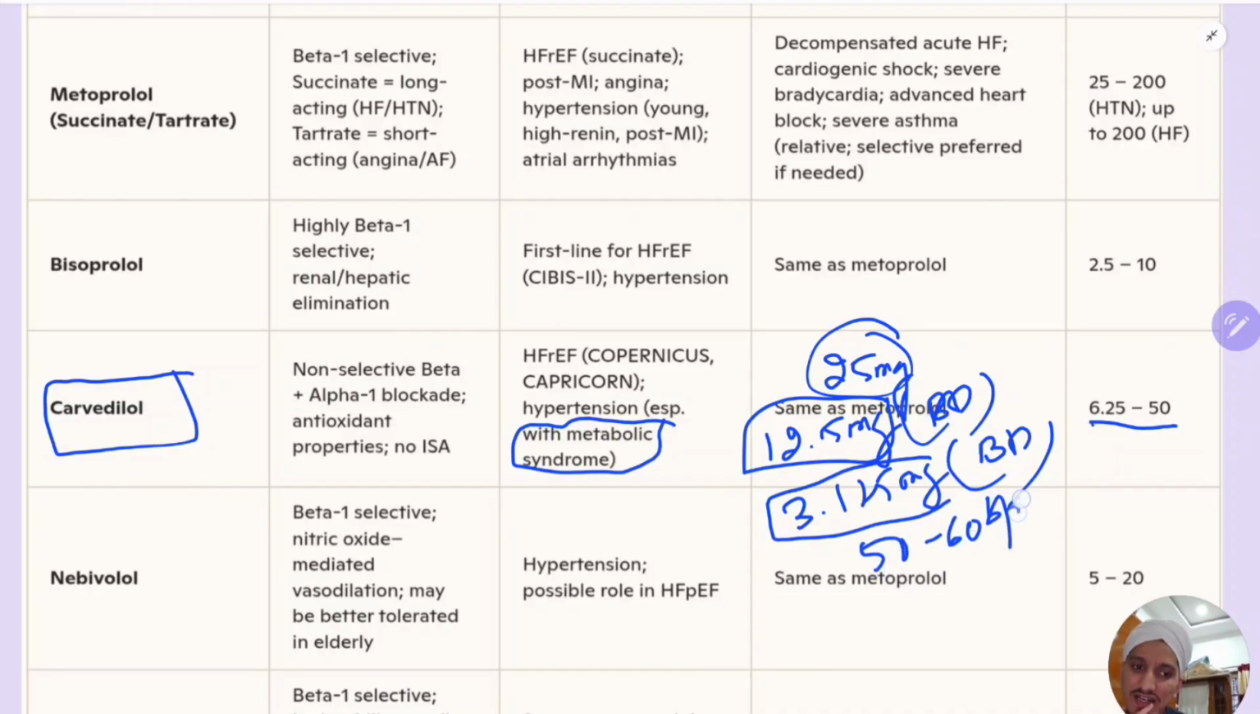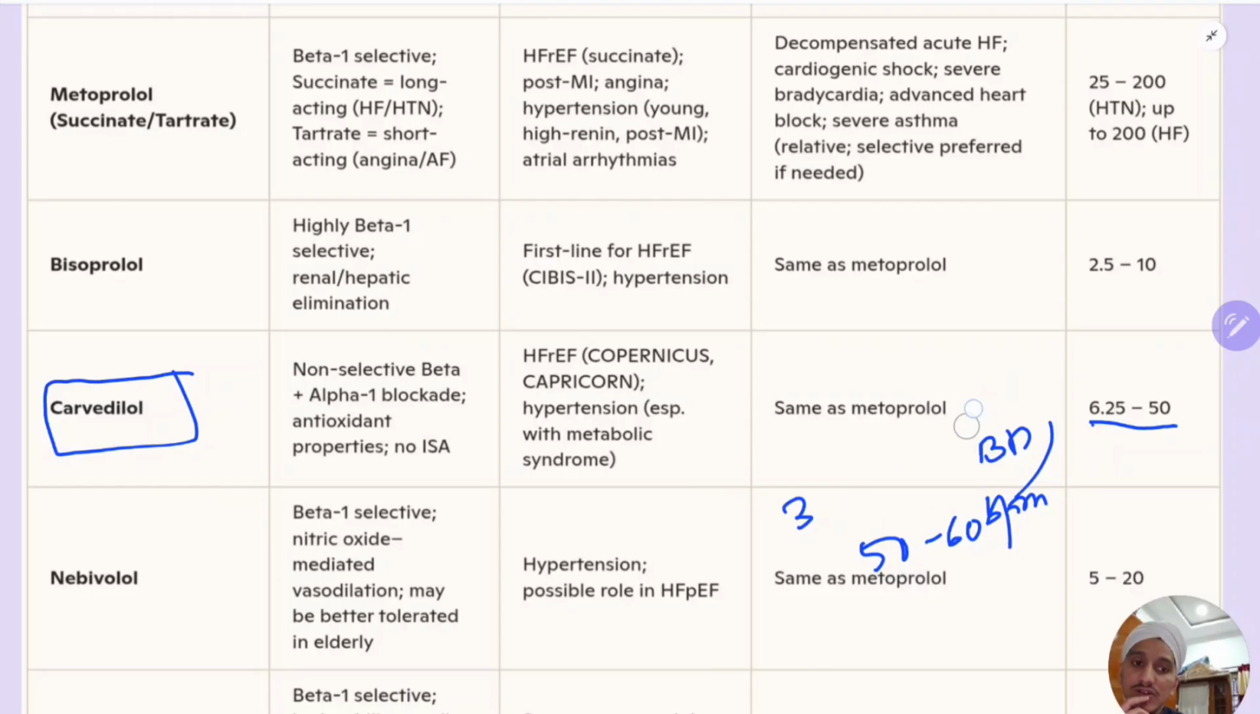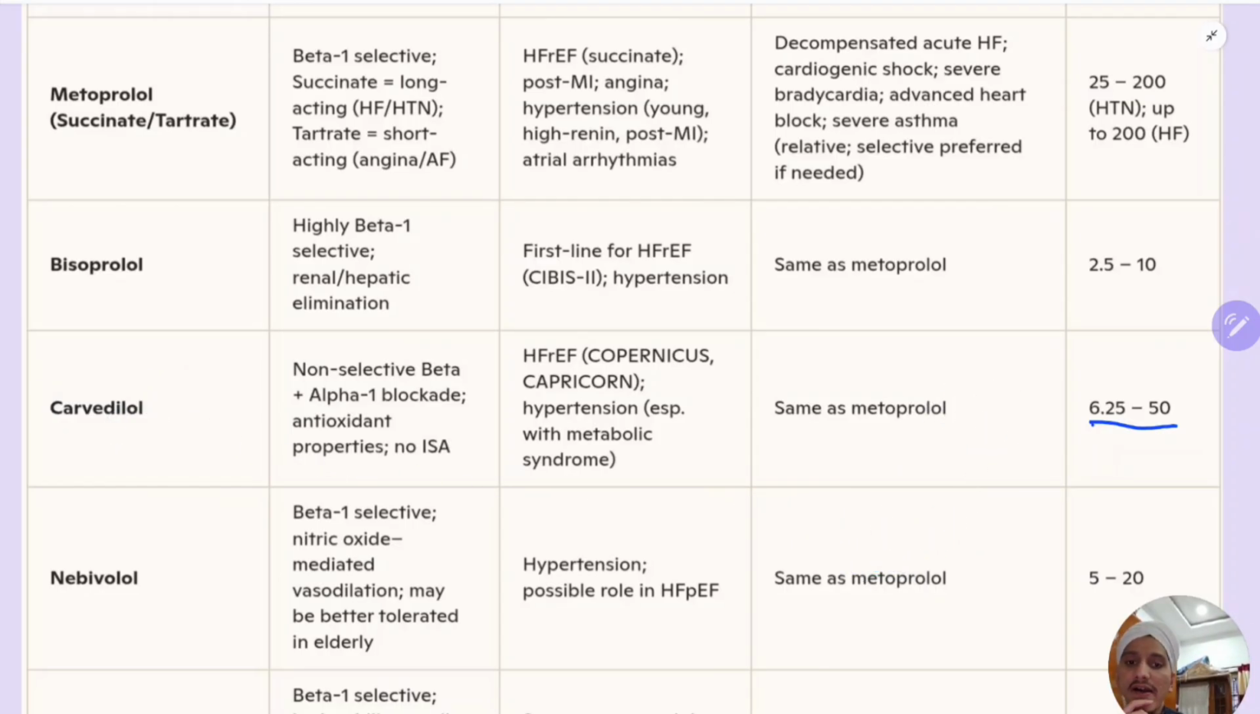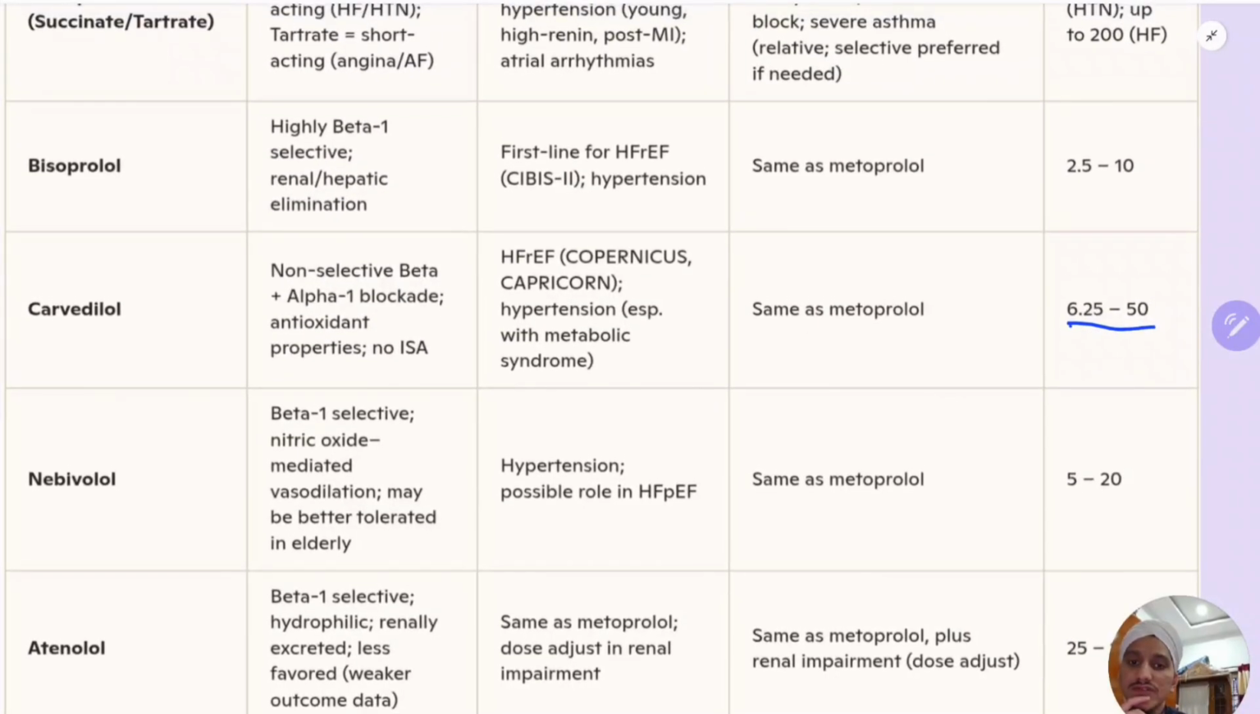That is about heart failure, which is already discussed in the heart failure section. You can go and watch that video. So carvedilol is a very good beta blocker because of its vasodilatory and antioxidant properties. When should you use it? In patients with diabetes mellitus, obesity, dyslipidemia, hypertension, I mean heart failure with metabolic syndrome, you can use carvedilol.